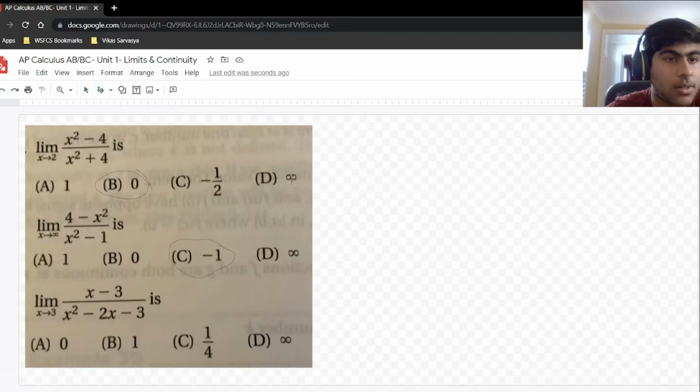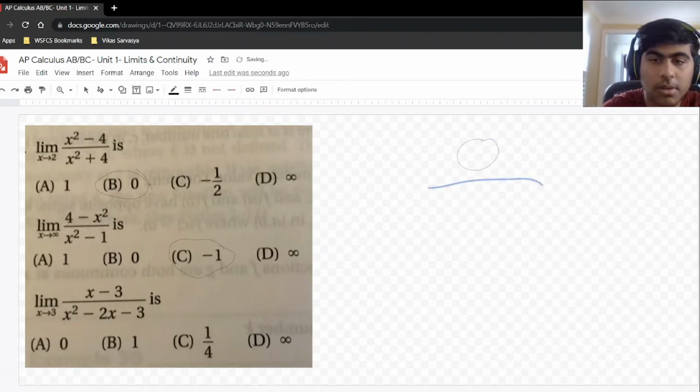Now, here we can just plug in the values, right? So we have 3 minus 3, which equals 0. Let's look at our denominator. X squared, that's 9, because 3 squared is 9, minus 2x, so minus 6. 9 minus 6 is 3. 3 minus 3 is 0. So it would look like your answer is 0 over 0.